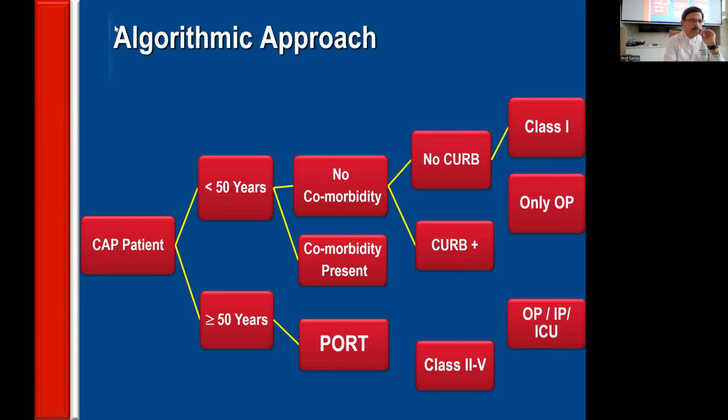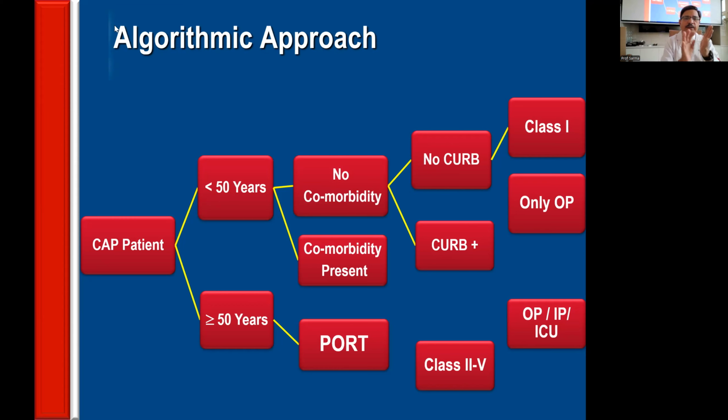Now, this is called the algorithmic approach for patient management of CAP. So a CAP patient has come. How do I know it is a CAP patient? He has symptoms, he has clinical evidence, and when I examine, he has an infiltrate. That means he is a patient of CAP. Now the first question: is he less than 50 years or more than 50 years? If less than 50 years, are there comorbidities or no comorbidity?